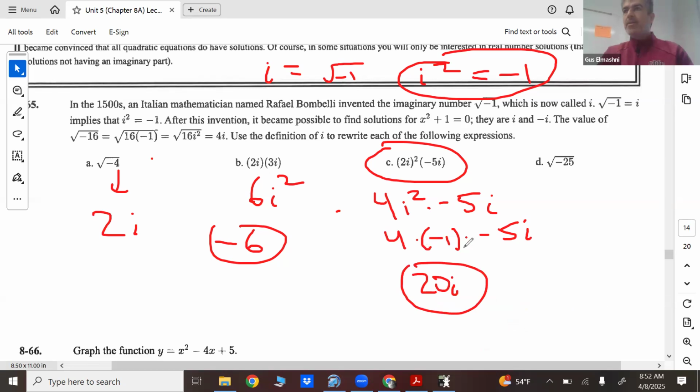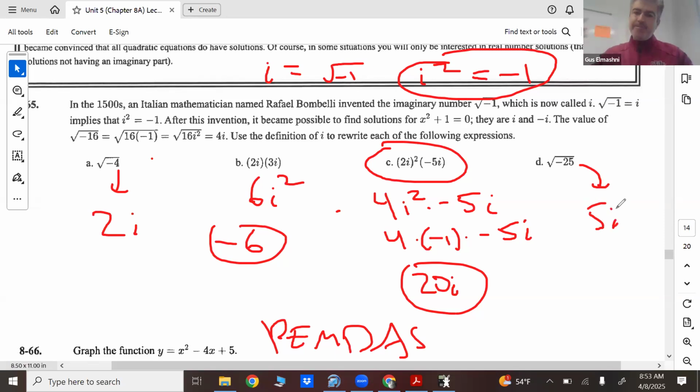So here's the key, guys. So you guys don't try to do too much all at once. PEMDAS, right? One step at a time. Do the exponent, do the multiplication. Don't try to do too much at once. Work from left to right, whatever you gotta do. And D is a pretty easy one. What do you think? 5i, yeah, there we go. So it's pretty simple stuff.